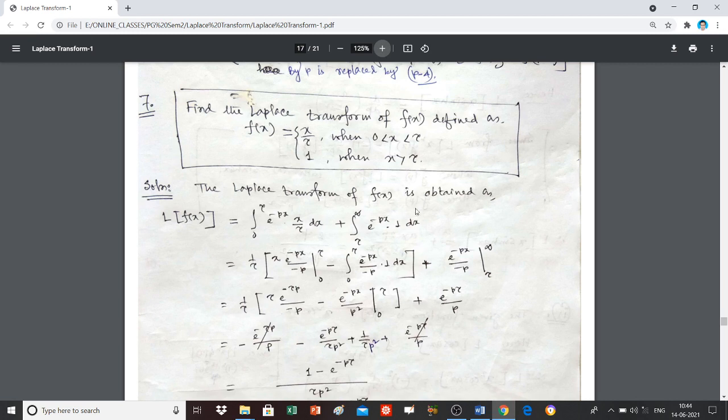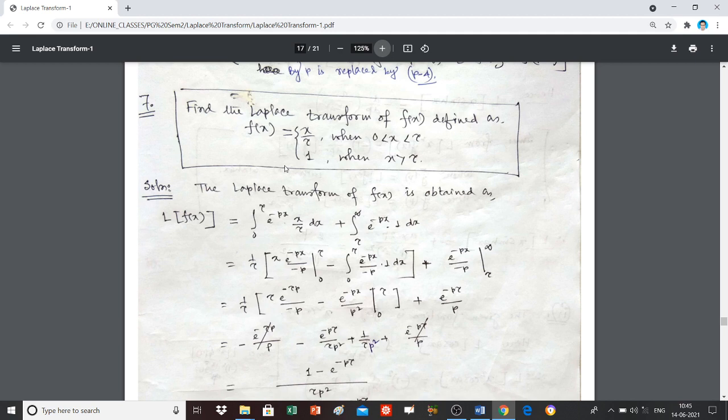Find the Laplace transform of the function f(x), which is defined as f(x) is equal to x by tau when 0 is less than x less than tau, and 1 when x is greater than tau. So this is the function f(x) which is defined in this way, and now we are here to find the Laplace transform of the function.